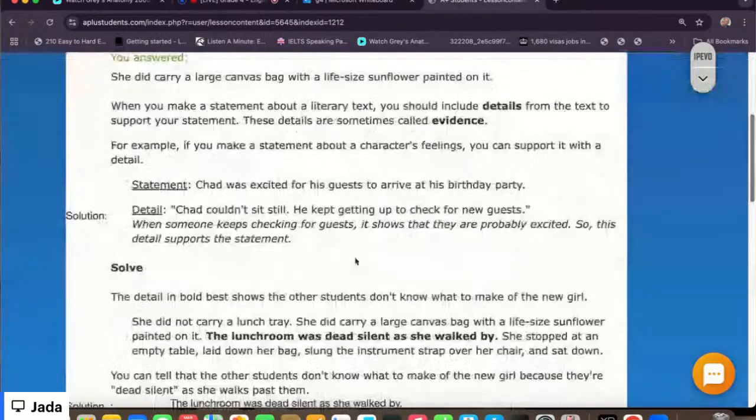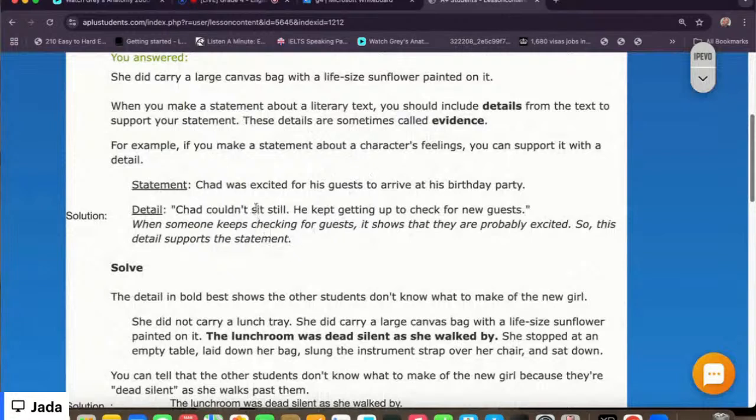All right, so when you make a statement about a literary text, you should include details from the text to support your statement. These details are sometimes called evidence. For example, if you make a statement about a character's feeling, you can support it with a detail. So if you're making a statement about something, you have to support it with a detail.